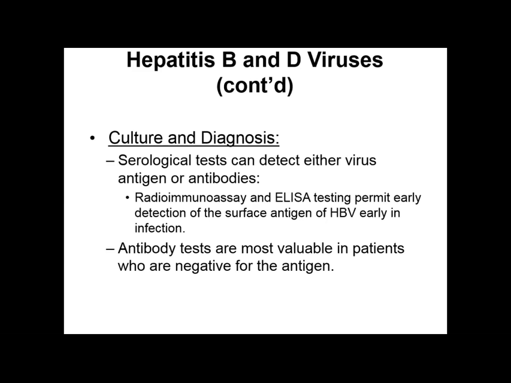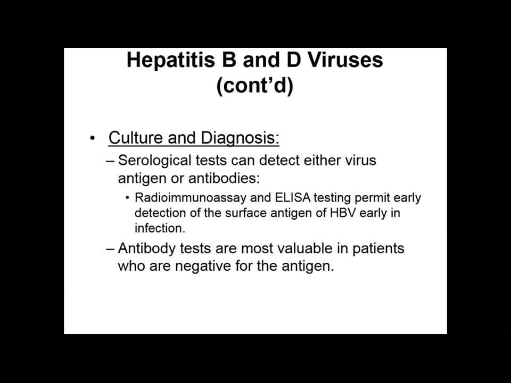When trying to culture and diagnose the hepatitis B and hepatitis D viruses, we're typically going to use serological tests. These serological tests are either going to focus on detecting the antibody for the virus directly, or by detecting the virion antigens directly. Occasionally, radioimmunoassays and ELISA testing will permit early detection of the surface antigen of hepatitis B, so that we can have a more robust and early diagnosis.